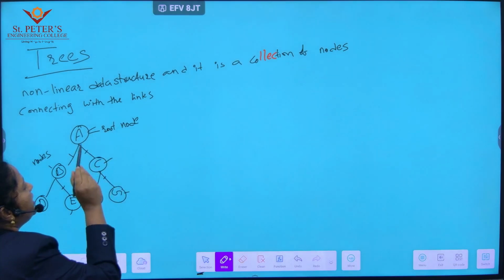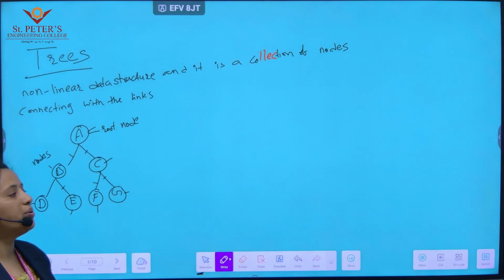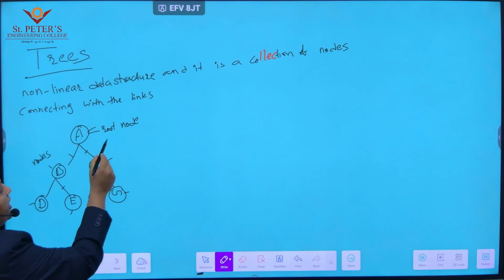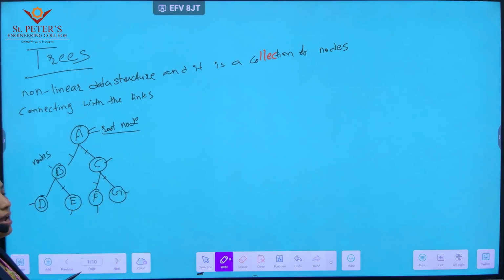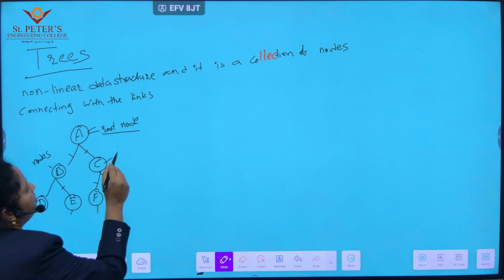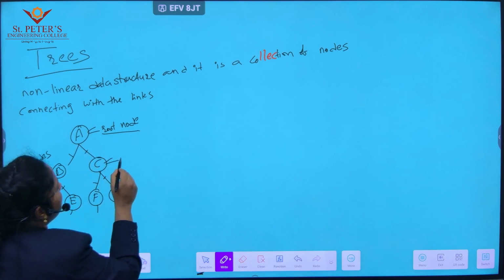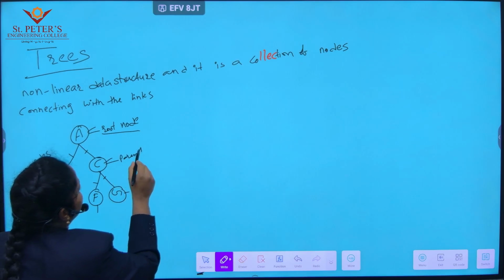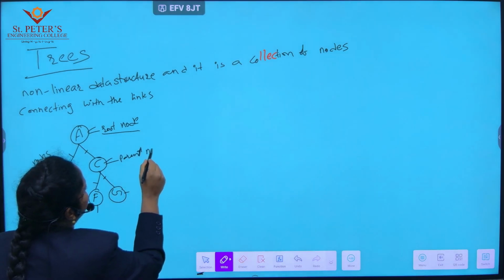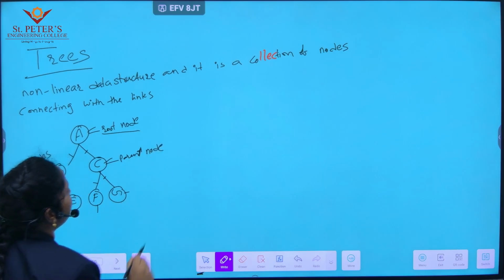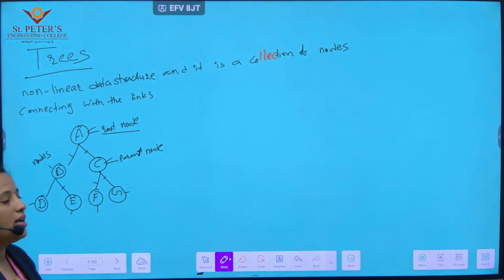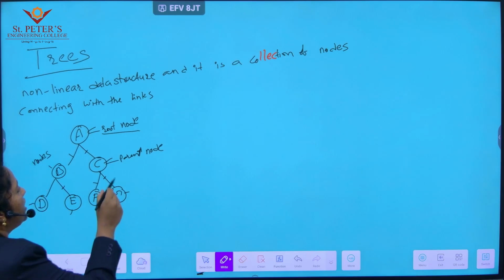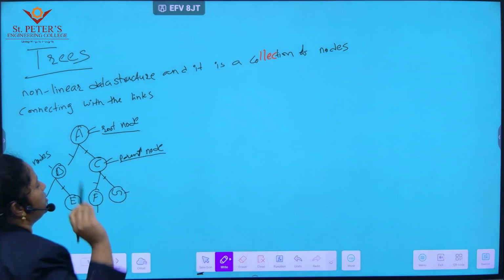That means it does not have any parent node. Which node does not have any parent node? We call it the root node. And next is the parent node. For example, C is the parent node. A parent node is a node having one or two children.